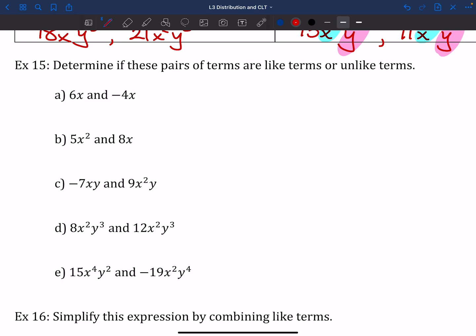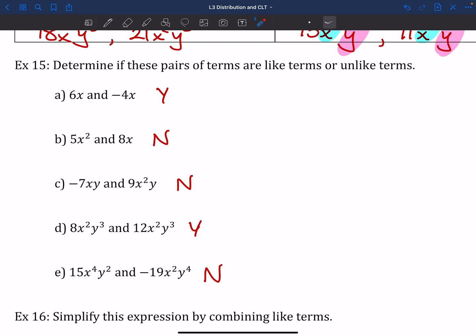So if you gave it a go, right? These are like terms there. These are not. Nope. Yes and nope. Right? So the ones that were yes, right, they all have the same variables with the same exponents on them.